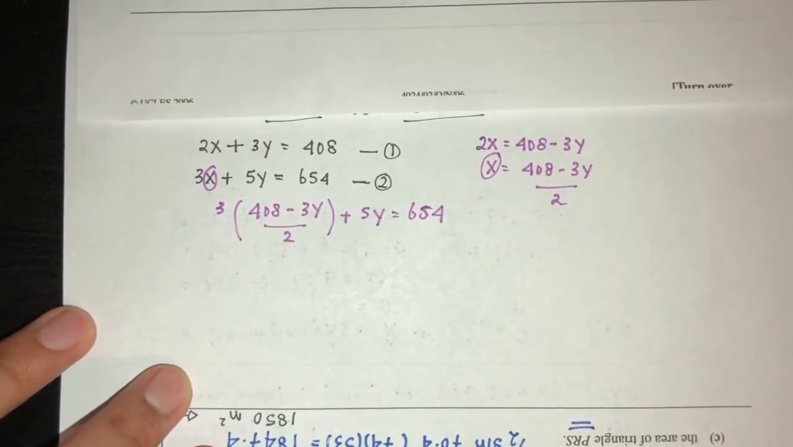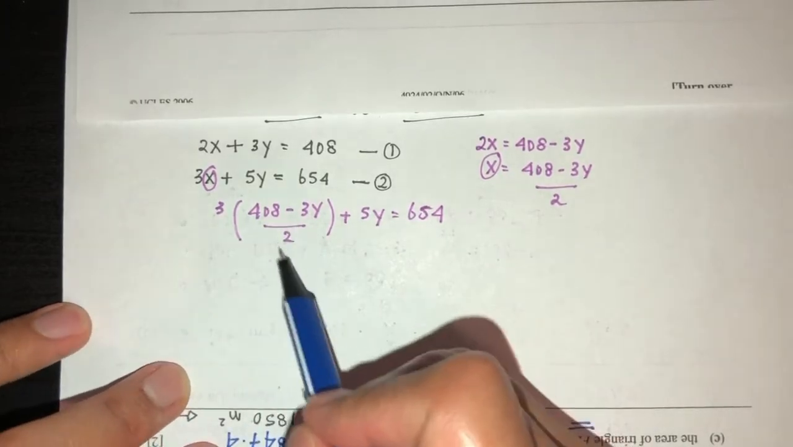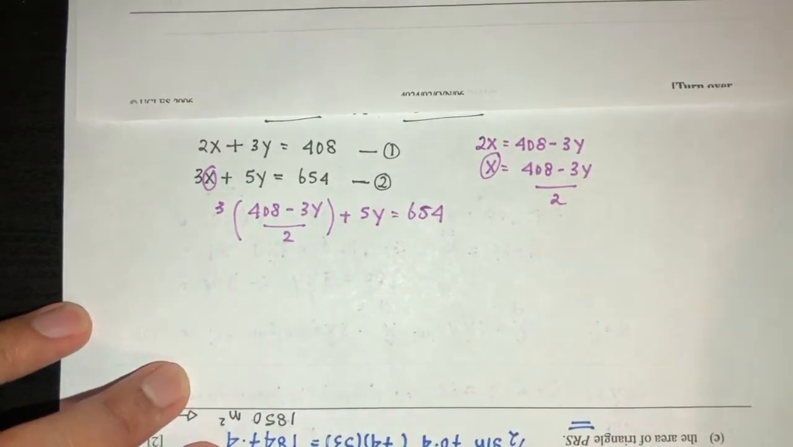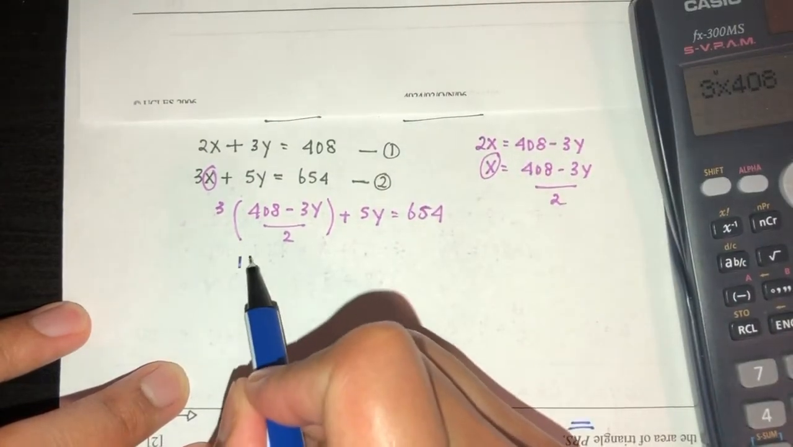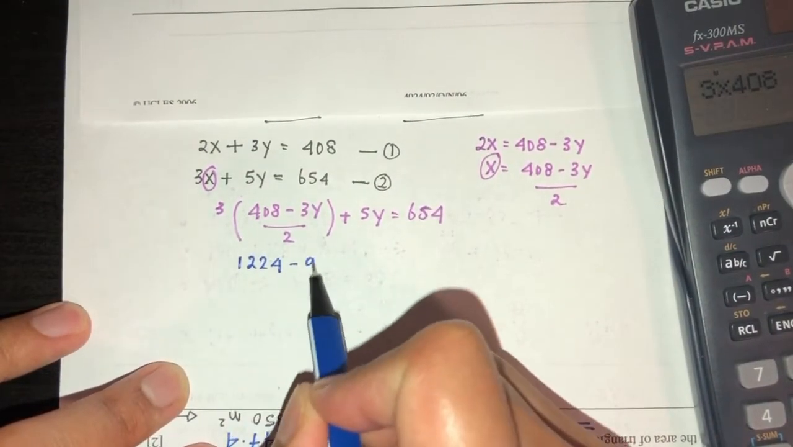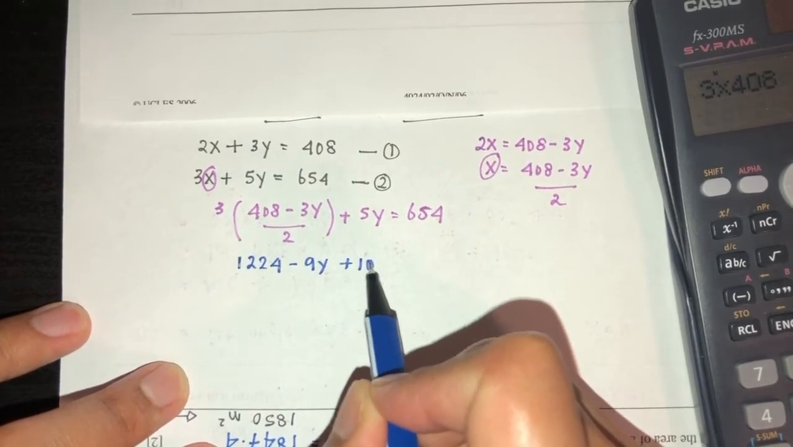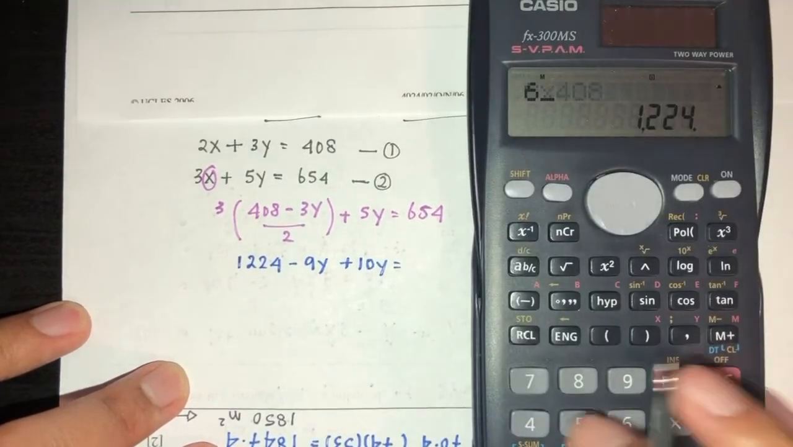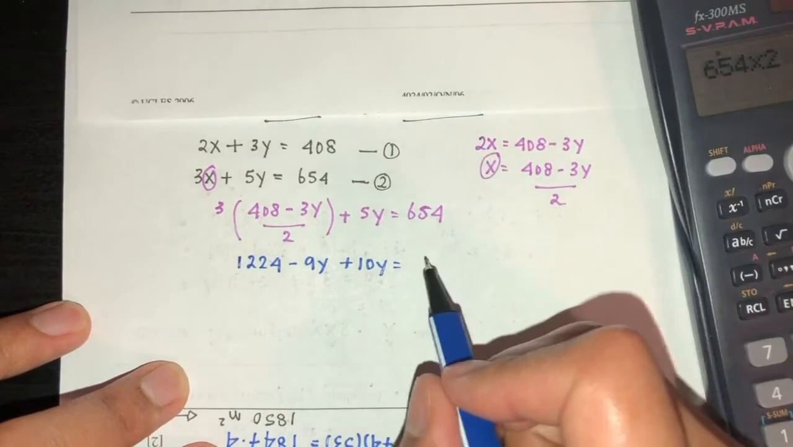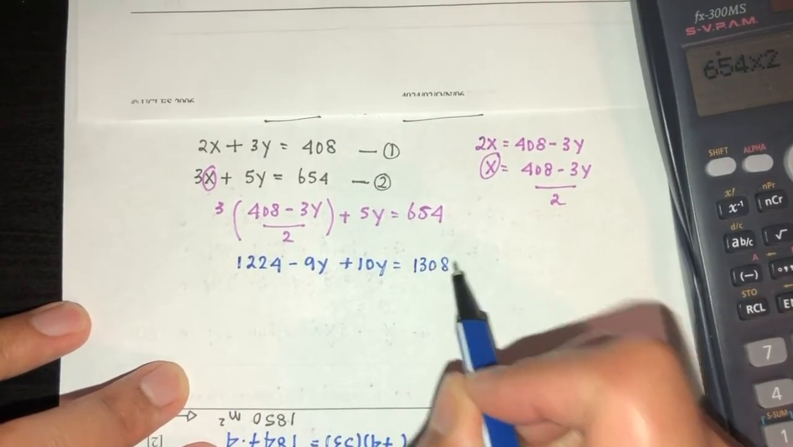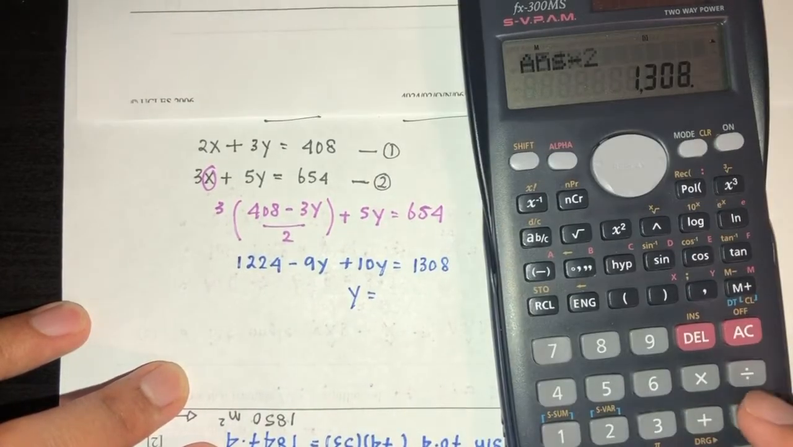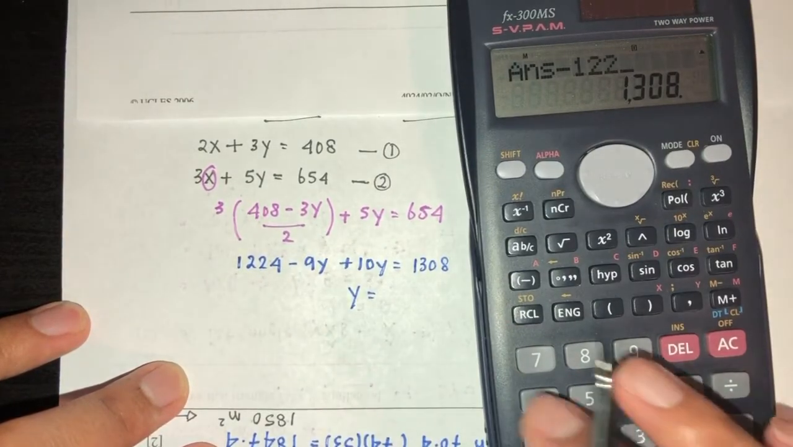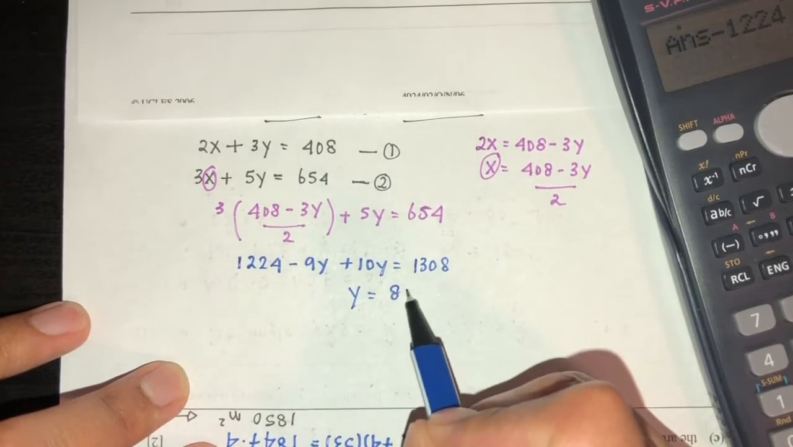Now to eliminate the 2 on the base, we have to multiply everywhere by 2. You will have 3 times 408, which is 1224, minus 9y plus 10y equal to 654 times 2. That will be 1308. So simplify, this becomes y is equal to 1308 minus 1224. That will be 84.